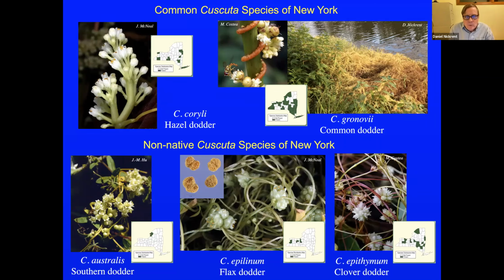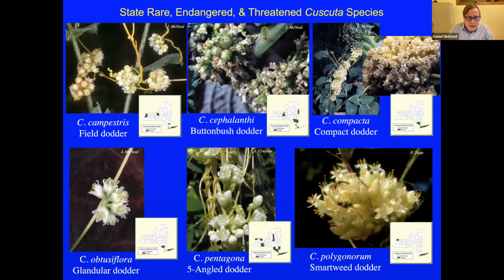Some state rare ones now. So these are ones that are native and truly rare. Cuscuta campestris is not rare elsewhere, but it is apparently in New York. This one is found worldwide. It's one of the most common dodders.